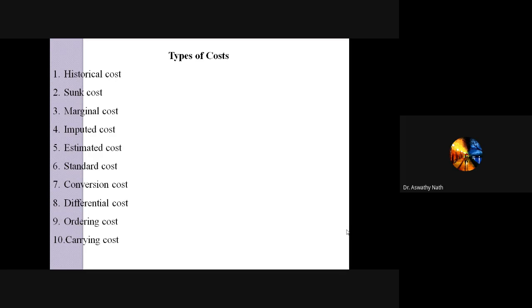Another one is marginal cost. You know that marginal means additional. So whenever you are producing an extra unit, an additional cost will be there.